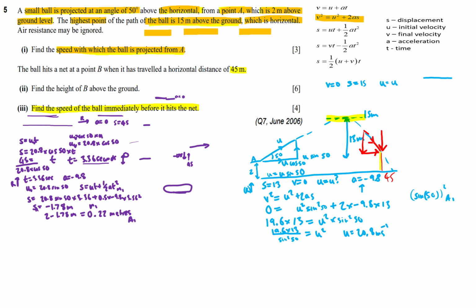Perhaps like this will be easier to get that speed. So if we resolve horizontally, well, the horizontal speed u cos 50 is constant. That's resolving horizontally because it's not affected by the gravity as such. But v, we're going to call that v, and that's the vertical speed. That's affected by gravity, and that can change because, for example, v here is 0, isn't it? So that means it can change.